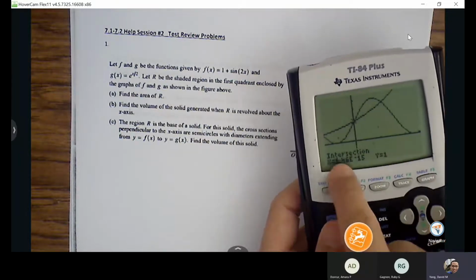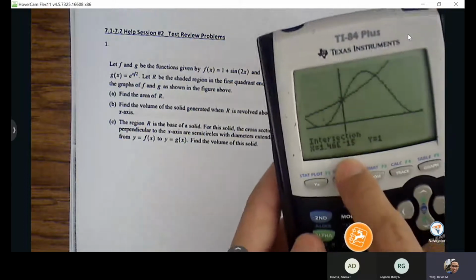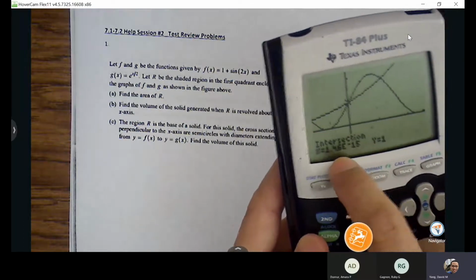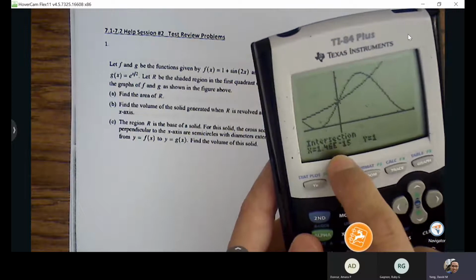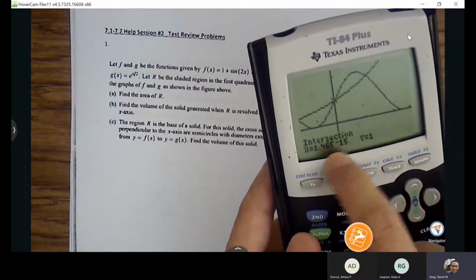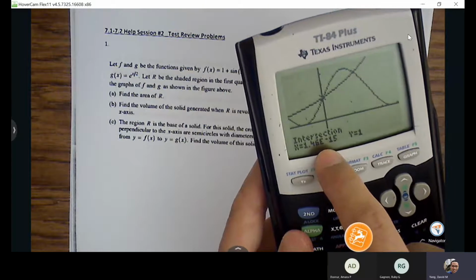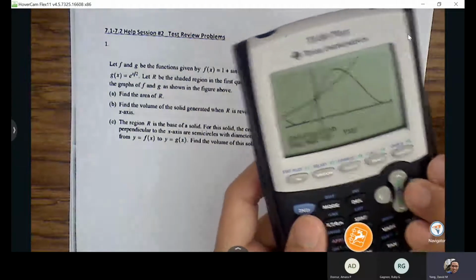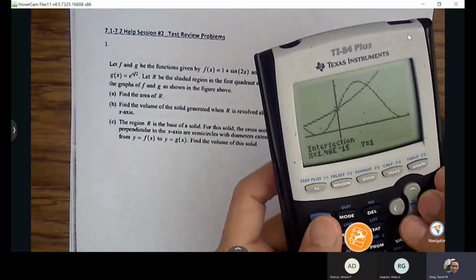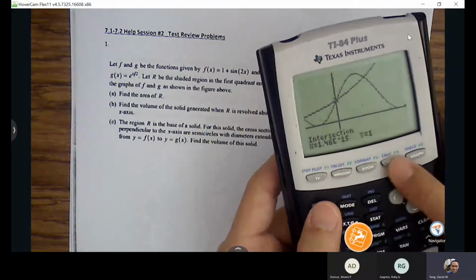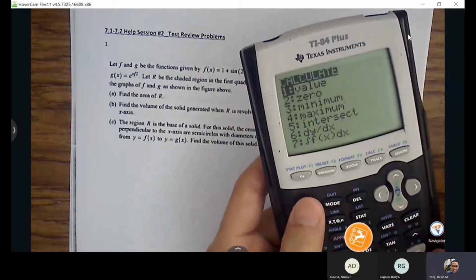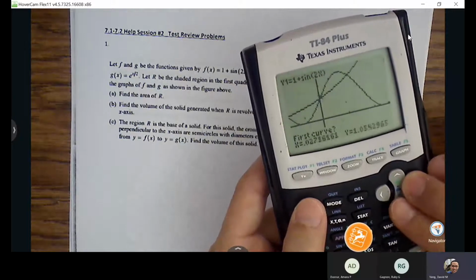So if you see that strange number there, 1.46 times 10 to the negative 15, that's just another way of saying 0. It's a really, really small number. If you don't recognize it, just understand that it's basically 0. You wish they would just round to 0 so it doesn't seem confusing. Okay. Second trace, intersect.